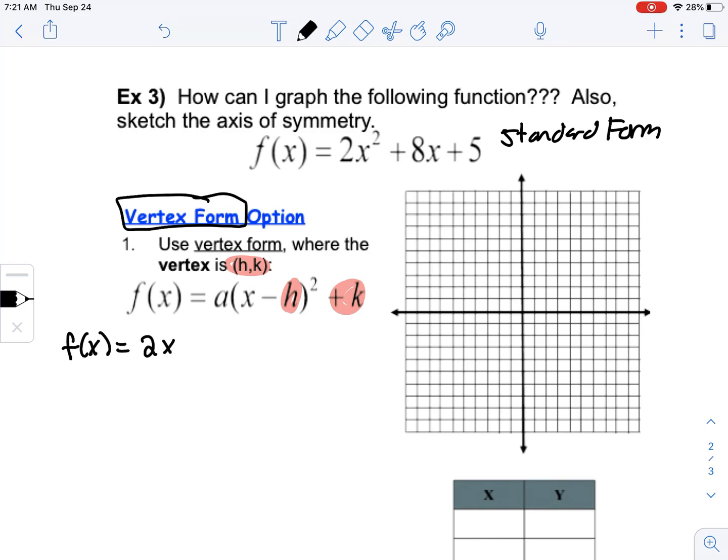When we are writing in vertex form, I'm just going to rewrite the equation. Our first step is to move the constant to the other side.